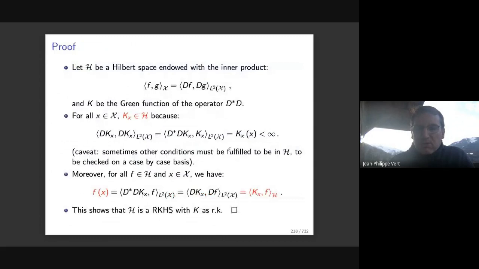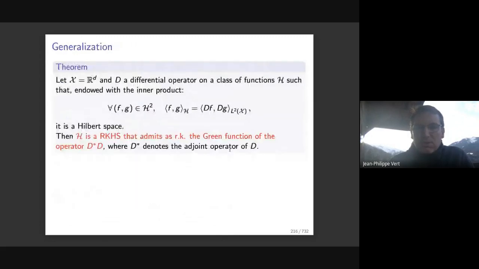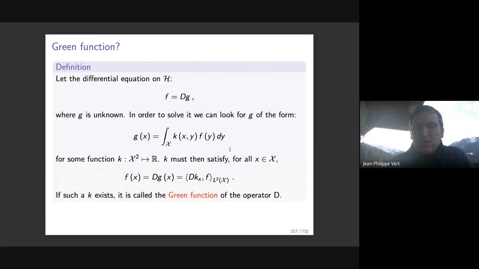All right, so now we're going to prove the theorem, which looked a bit complicated, but we just said that the Hilbert space is an RKHS, and the kernel is a green function of D star D. So here we assume that capital H is a Hilbert space. Right, so we assume that you have been careful enough to design constraints on the functions in F so that you have a Hilbert space. And in our previous examples, for example, this is what we did when we enforced F to be absolutely continuous, to have F of 0 equal to 0, etc. Here we assume that this is already solved.